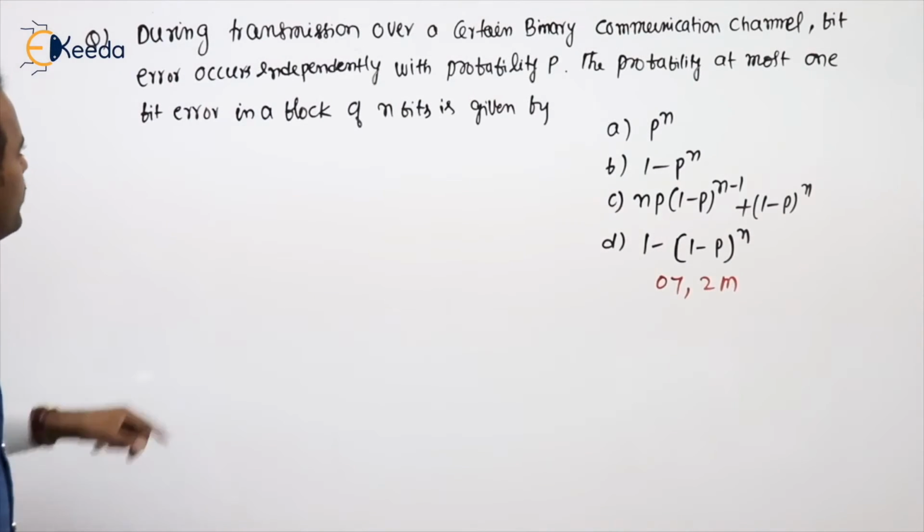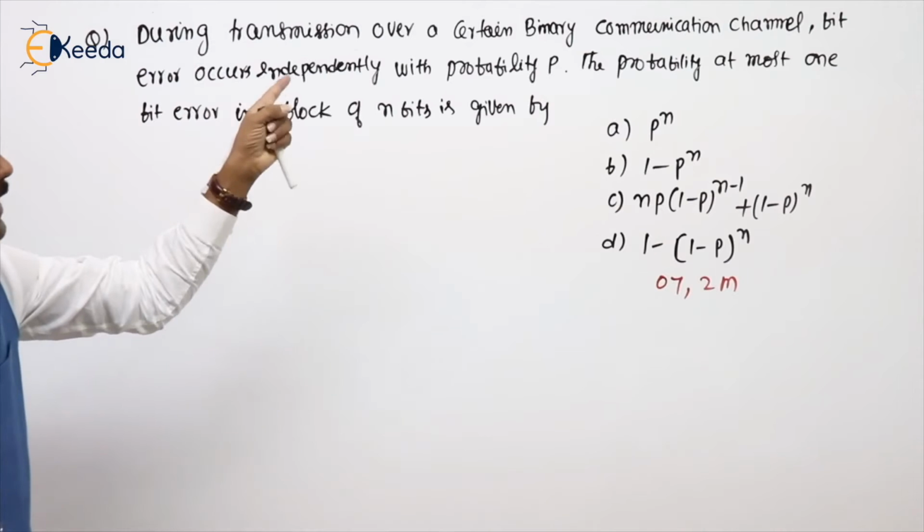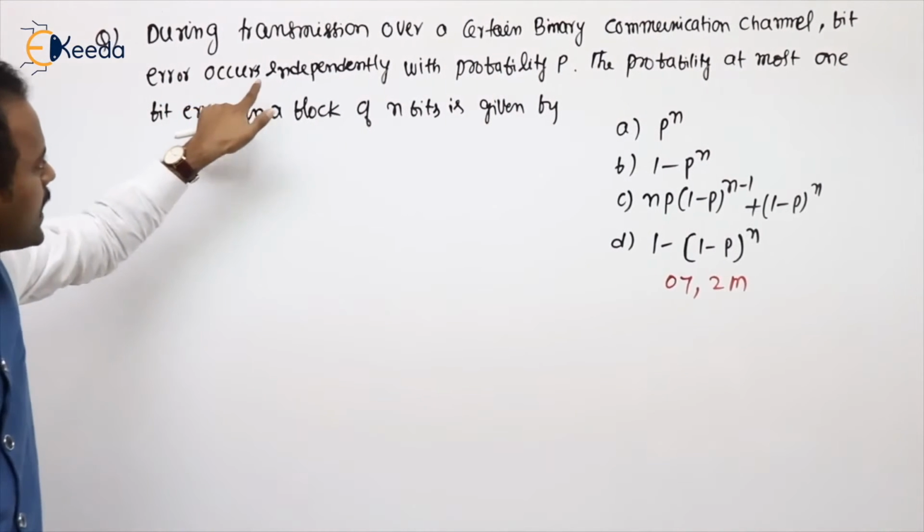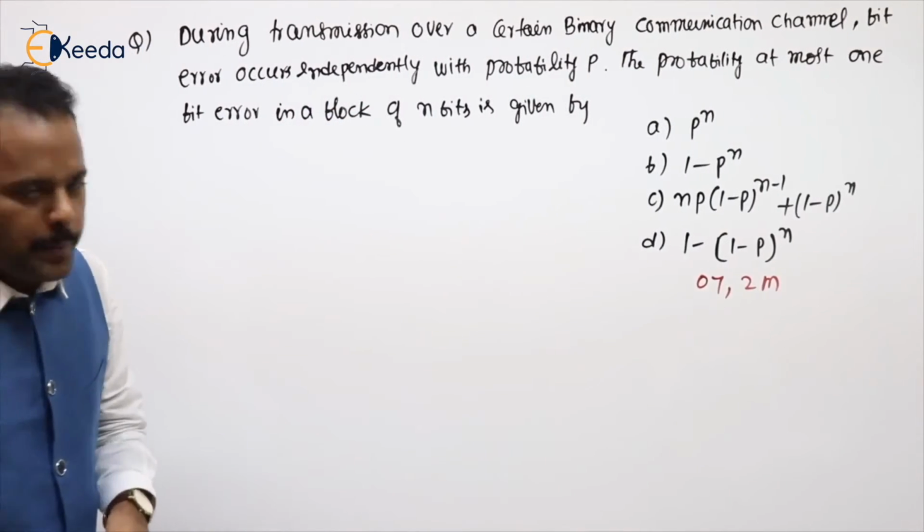See the next problem. During transmission over a certain binary communication channel, bit error occurs independently with the probability p.